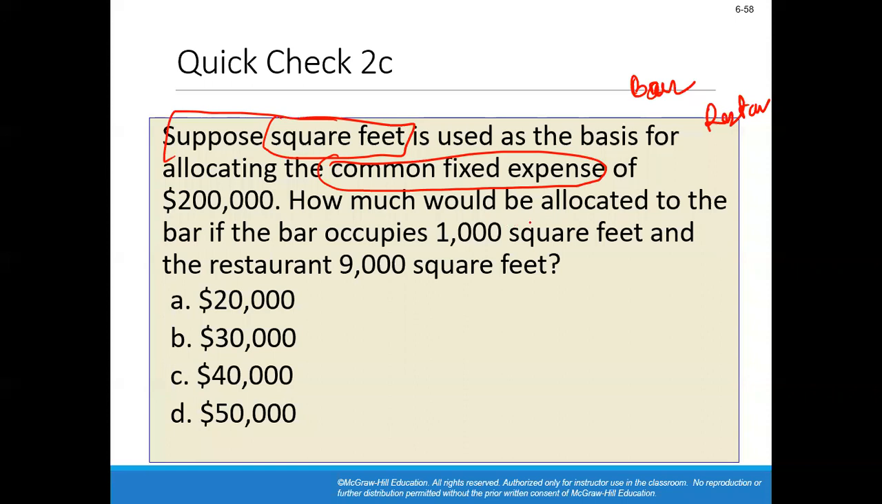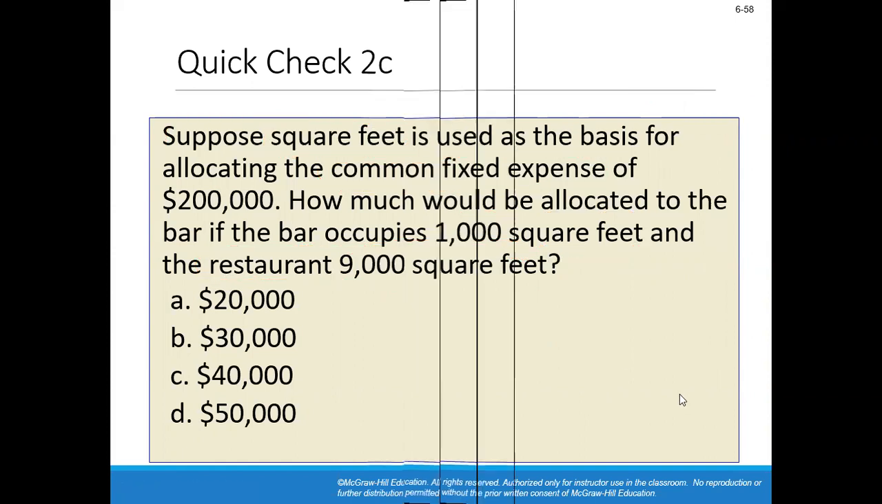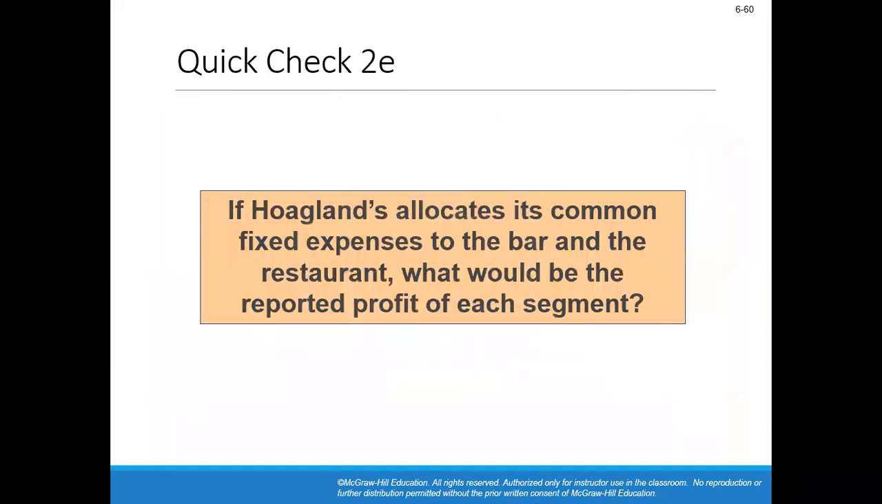How much would be allocated to the bar if the bar occupies 1,000 square feet and the restaurant occupies 9,000 square feet? Okay, so this is very simple. How much of the common expenses should we allocate to the bar? The answer is 1/10 of the total common expenses. Yeah, it is a very straightforward calculation: 20,000.